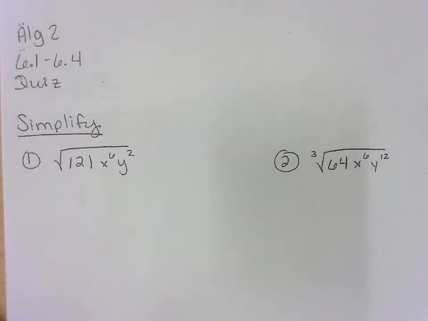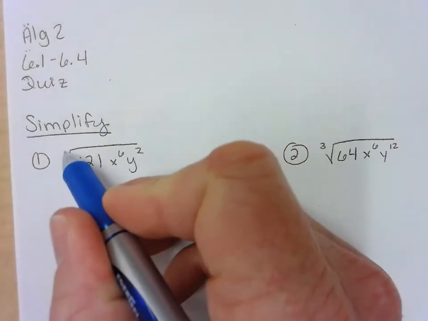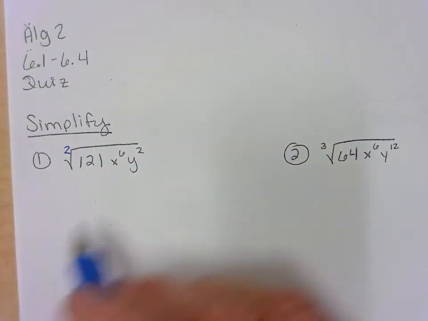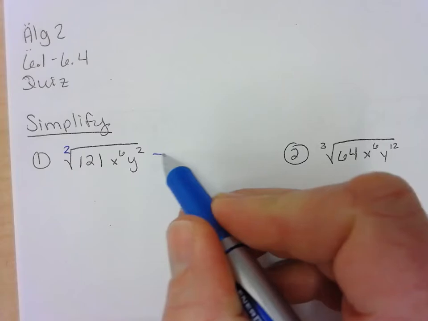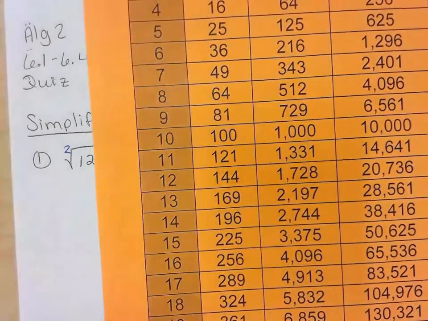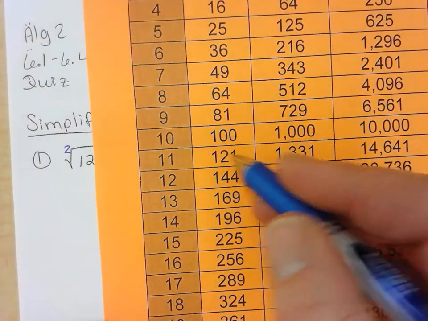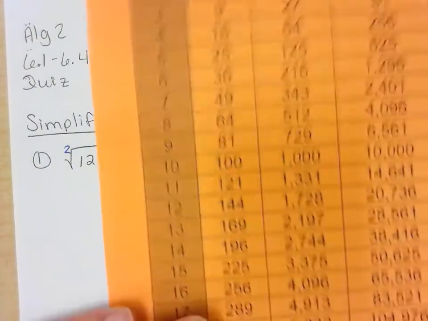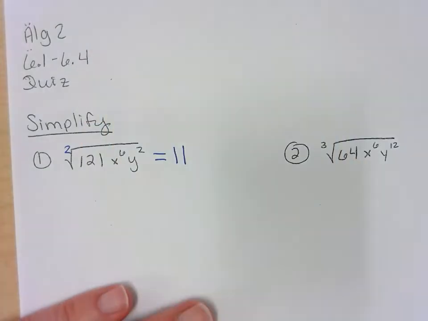So 6.1 through 6.4. Everything in 6.1 works out nicely. I can take the square root of it, the cube root of it, everything works out perfectly. So these are real easy. There's an invisible 2 right here. This means square root. The square root of 121 is 11. This is a reference paper that we use, so the square root of 121 is 11. All the perfect squares are listed in this column here.